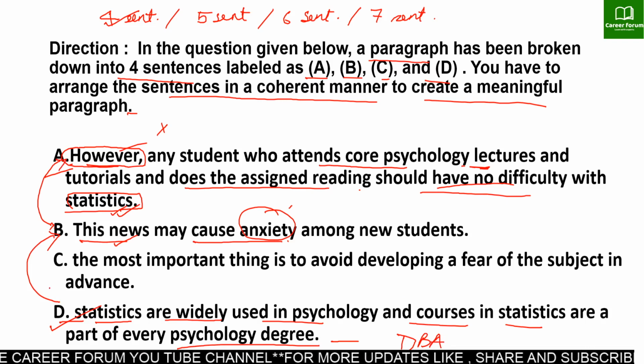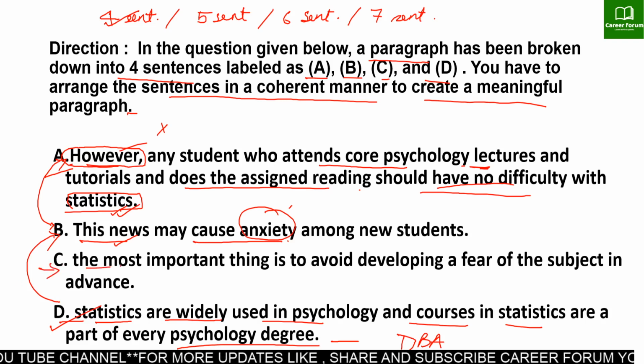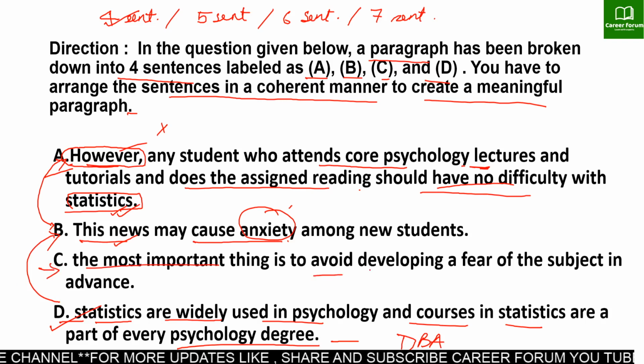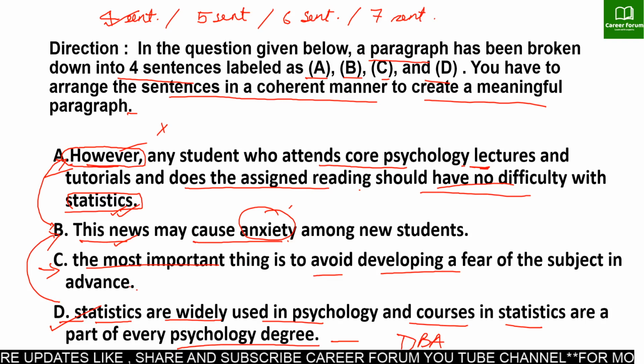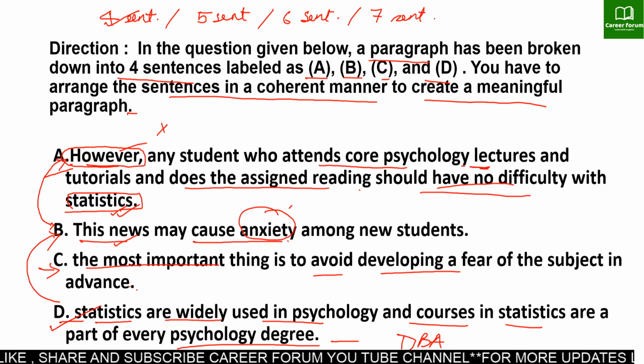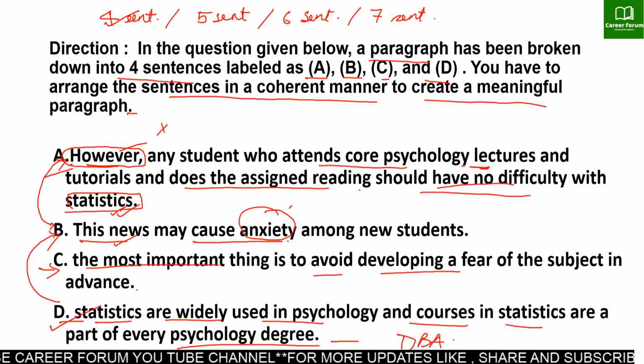Now the C, which seemed to be the first, is now the last one. Now we are concluding that the most important thing is to avoid developing a fear for the subject in advance. That means we should not develop fear for the subject in advance. Important is to first understand it, then to work on it, and then finally we will have no problem with the subject. Am I clear? So the last sentence should be C. So the correct sequence is DBAC.